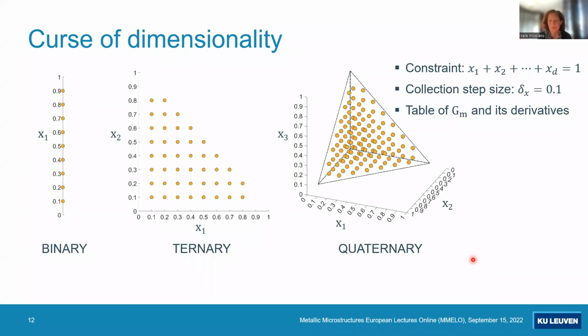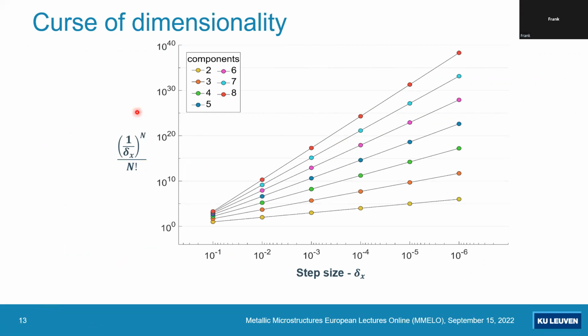Okay, but so we want to do that for a quaternary system. And then you have an extra dimension, and you can already see that the number of data points that you will need, that you have to pre-compute and store, will blow up very quickly. This graph illustrates this. So here we have computed or estimated, as a function of the number of components that you will want to consider and the step size that you need, how many data points you would need.